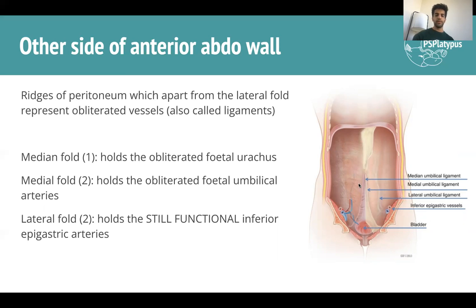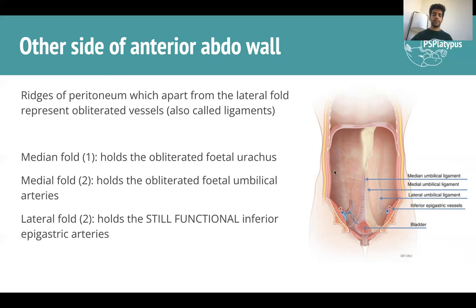Okay, so your median umbilical ligament, these are just things you need to, I guess, memorize in a way. Your median umbilical ligament holds the obliterated fetal urachus. It doesn't exist anymore, but it's really important for the fetus in embryology. Then moving to the sides, you then have your medial umbilical ligaments or medial folds, and these hold your obliterated fetal umbilical arteries. So arteries that were providing vasculature during the fetal life, which have now obliterated. So there's nothing important there now.